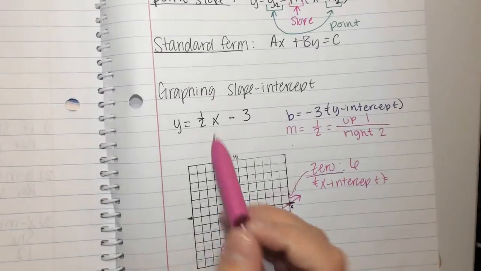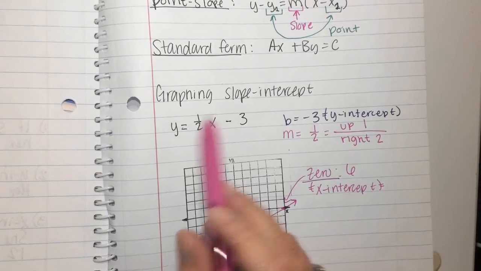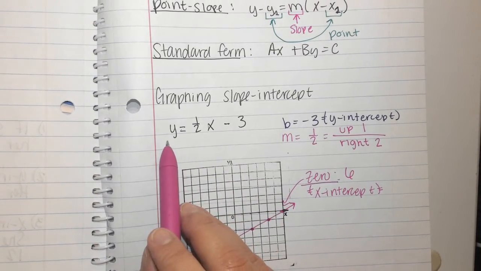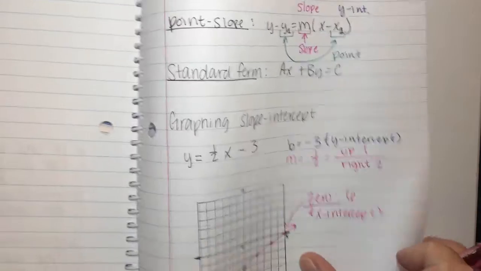Alright, so that is one example. To make this video a little shorter, I am just going to go on to point slope. If you would like to know more about graphing equations that are in slope-intercept, I did make a video dedicated to graphing equations written in this form.